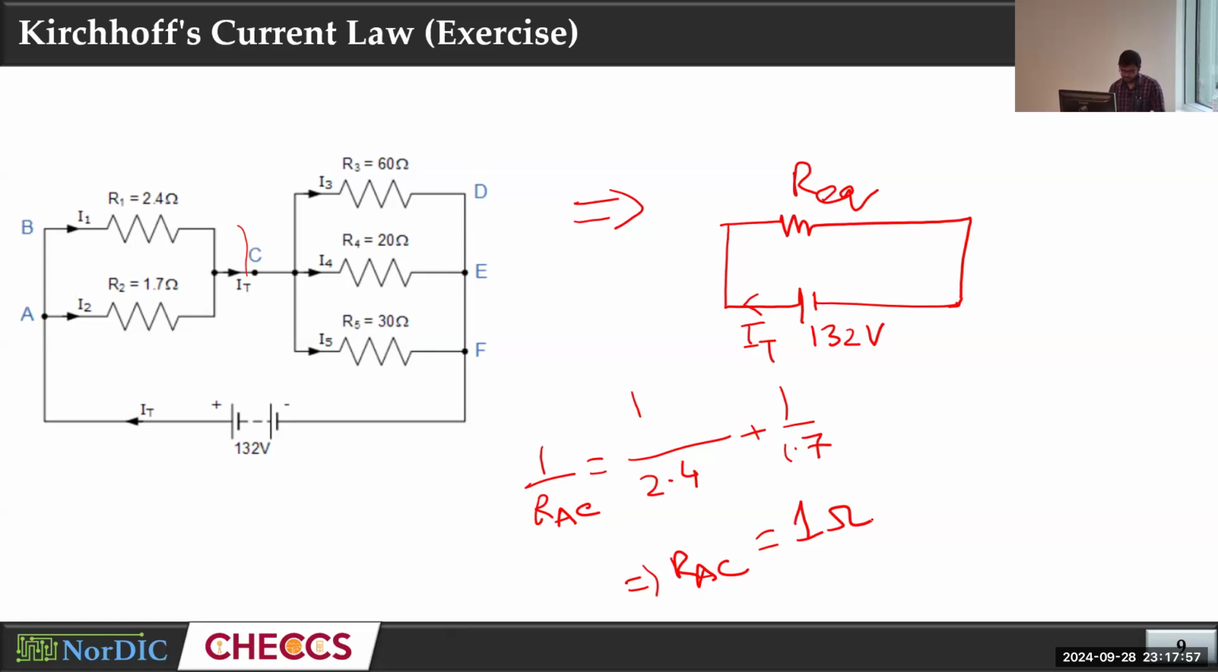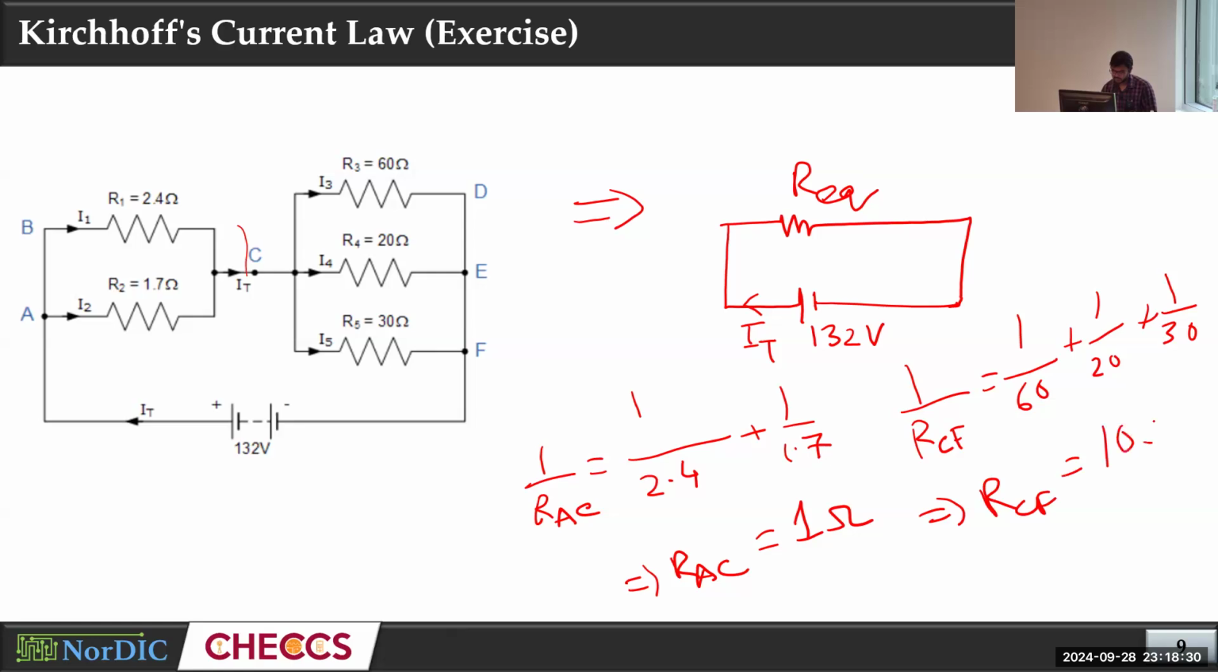Similarly, now move to this portion here. D, E, F are the same node because there is nothing actually, so we can call that F. These are eventually the same. So these 3 resistors are between C and F, and all 3 are also parallel. If we calculate the resistance between C and F, that will be 1 over RCF equal to 1 over 60 plus 1 over 20 plus 1 over 30. From this we should get the value of RCF, that should be 10.